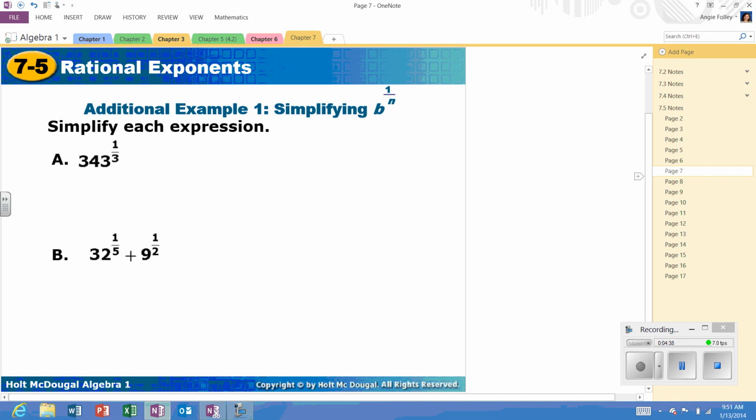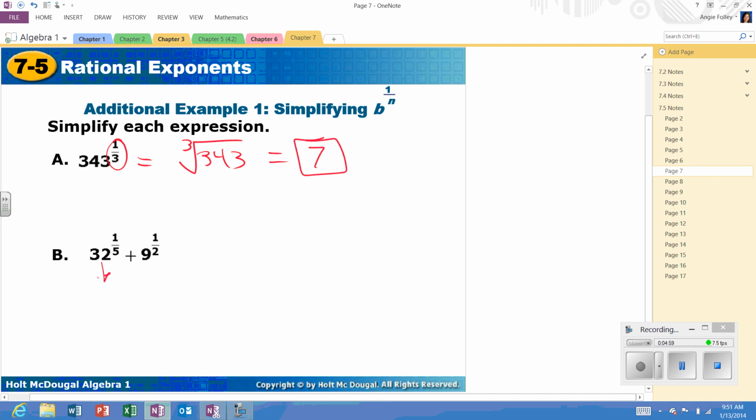So we're going to simplify this expression, okay? So if it's written to the 1/3 power, remember we can rewrite that as the 3rd root of 343. And if you don't know what number times itself 3 times equals 343, well, it's 7. Because 7 times 7 times 7 is 343.